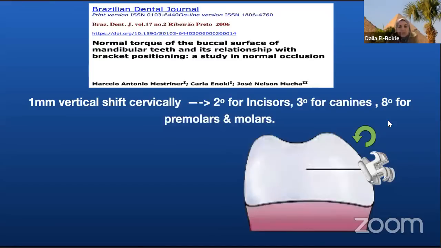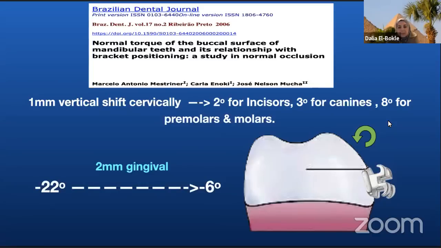And you can appreciate that because of the difference in the sloping or the convexity of the buccal surfaces of these teeth. So for example, if we place the brackets 2 millimeters gingival on the lower posterior teeth, either the premolars or the molars, like so, we should expect the torque value to change from a minus 22 degrees to a minus 6 degrees.